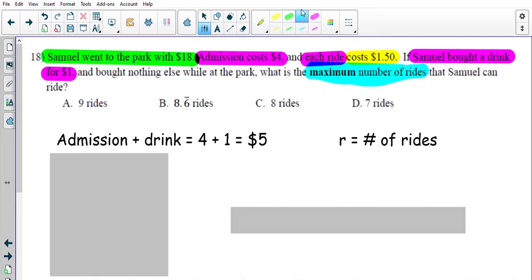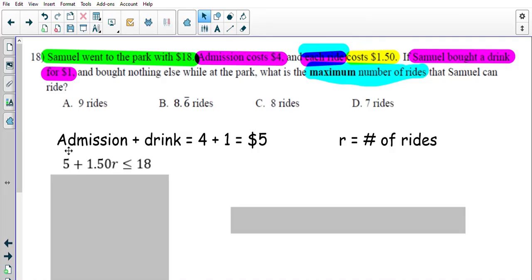I actually wanted that to be blue. There we go. We got a lot of colors going on here. We got a rainbow of colors. So the way I would set this up would be the $5 between the admission and the drink, plus $1.50 per ride, so $1.50 times R. And then again, since he has $18, we want to spend less than or equal to 18.